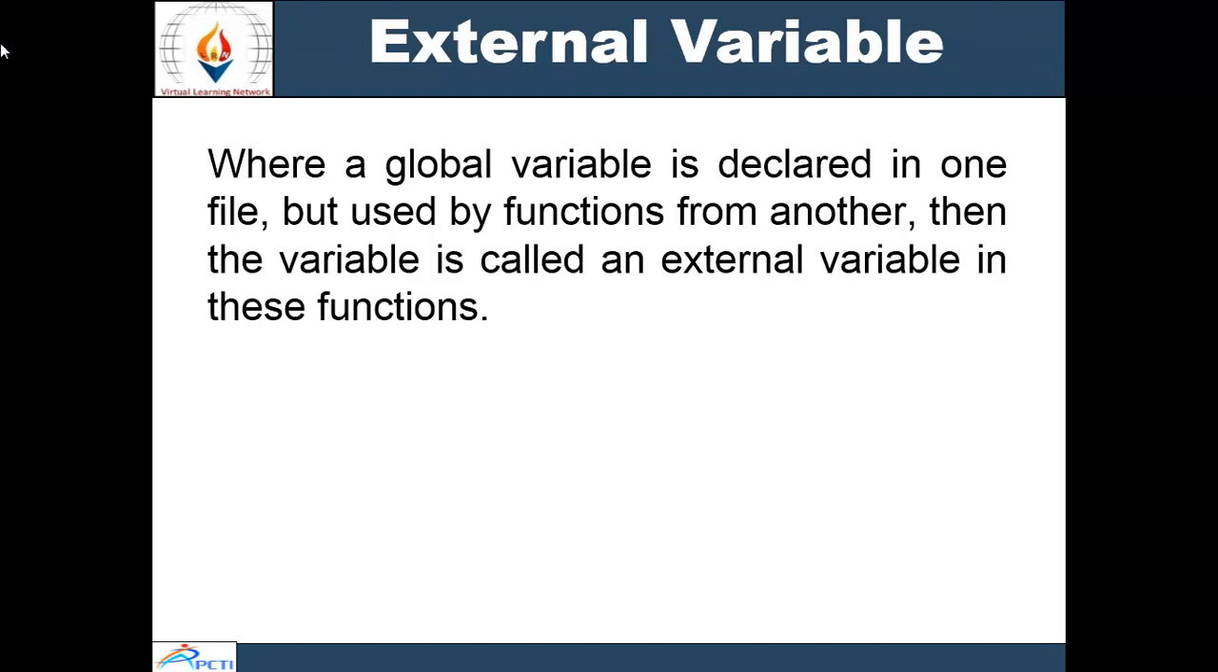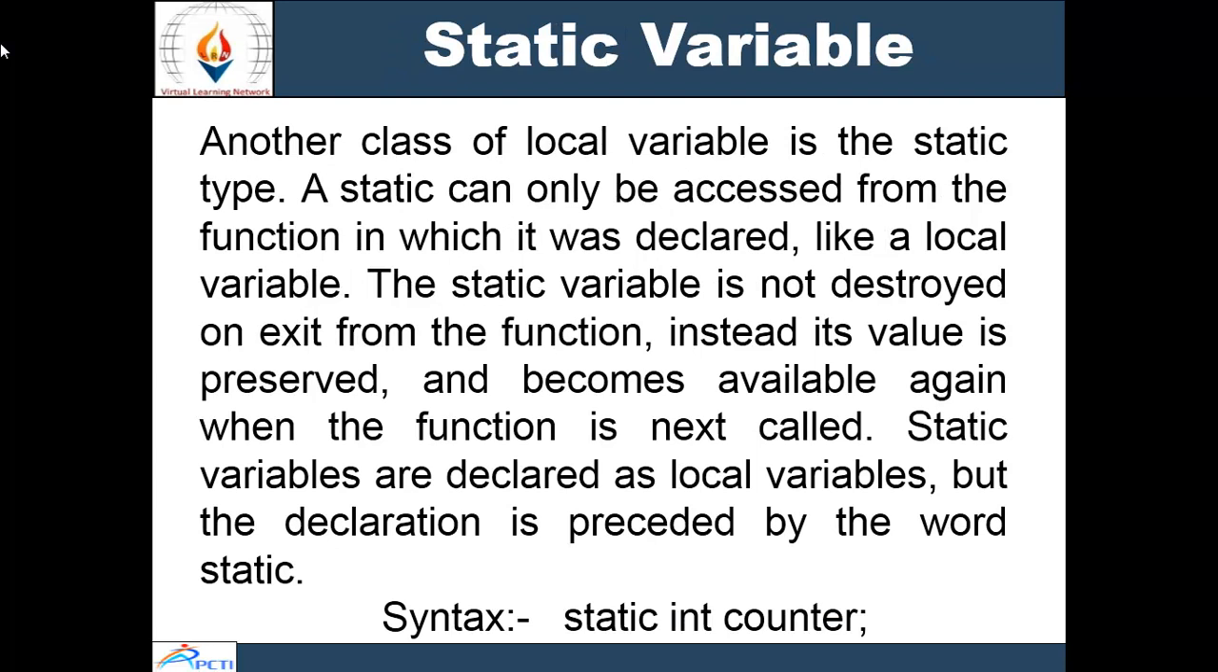Next is external variable. When a global variable is declared in one file but used by other functions in another file, then the variable is called external variable. Next is static variable. A static variable can only be accessed from the function in which it is declared, like a local variable. Static variable is not destroyed on exit of the function. Its value is preserved and becomes available again when the function is called next time.